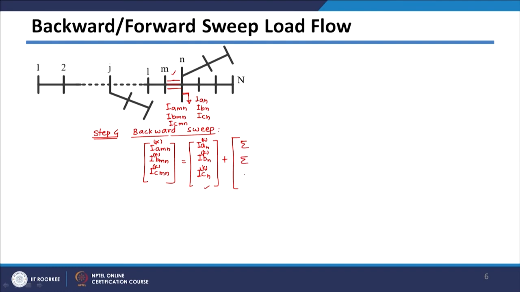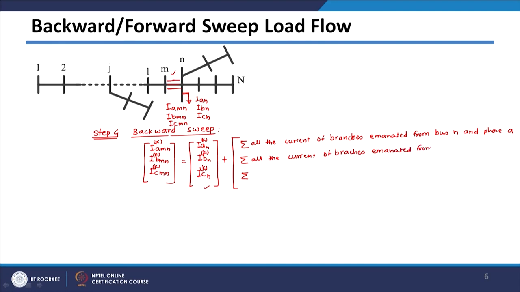summation. Now in this case there will be 3 summations: of all the currents of branches emanated from bus N and phase A. Similarly, all the currents of branches emanated from bus N and phase B.